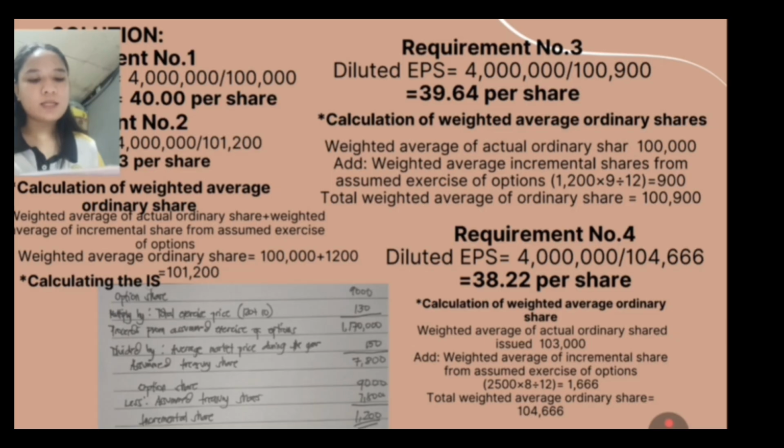So 9,000 times 130 is equals to 1,170,000. Then i-divide na to sa market price at the date of conversion nga 180. So the assumed treasury share is 6,500. And then the option share minus the 6,500 assumed treasury shares. So mao nang ato incremental shares nga 2,500. And then 104,666 umanan niya atong gikuha ani. So muna na calculation aning weighted average ordinary share.